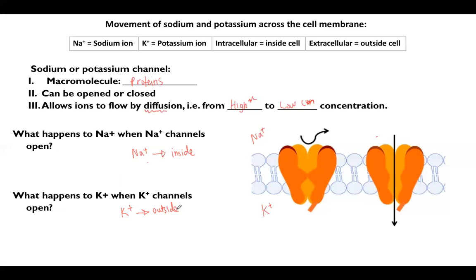Just to note here, those channels, depending on what the extracellular space's environment is, if receptors have been notified, they may tell the channels they need to be open or closed. But when they become open, they work by diffusion, going from high to low.